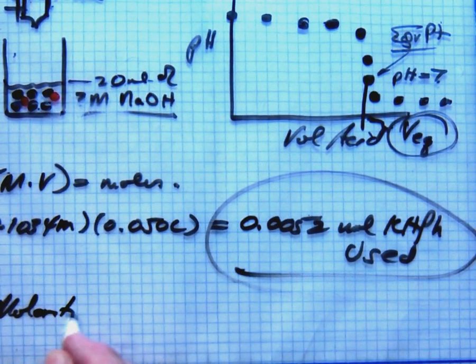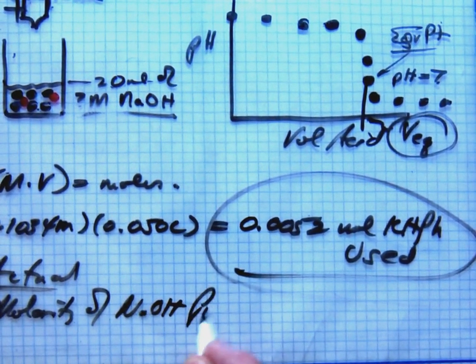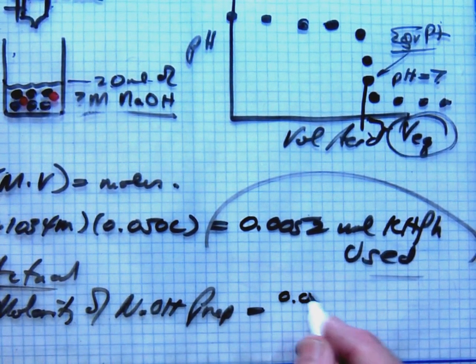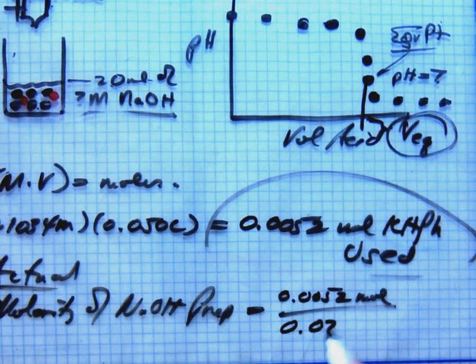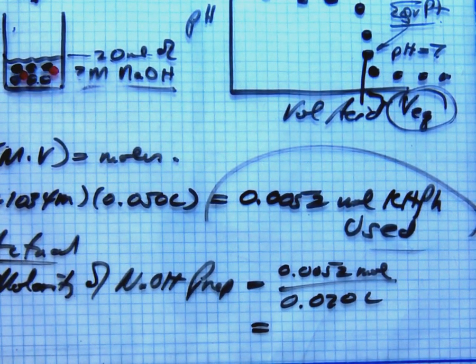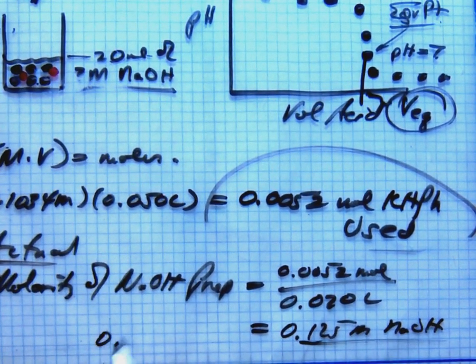Molarity of actual NaOH prep is equal to what we neutralized. Well, we know we have 0.0052 mole of KHP in 20 mils, 0.020 liters. And so this very neatly comes out to 0.125 molar. You thought you prepped a 0.25.